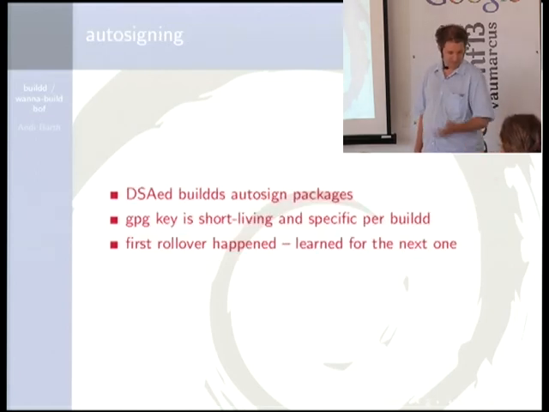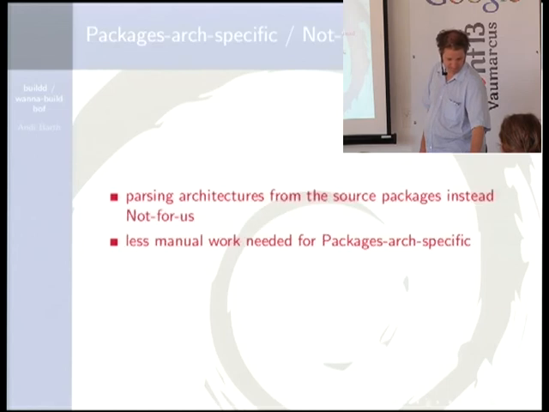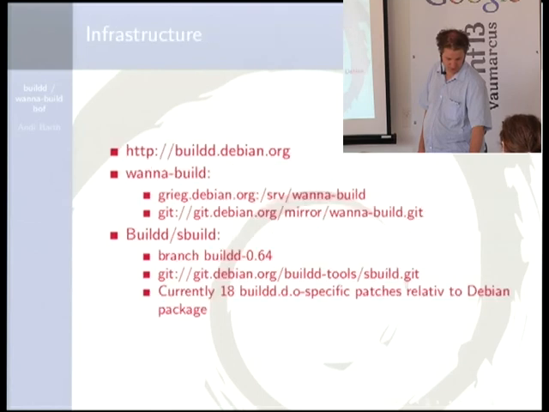We do auto-signing. I mean, that's just working now these days. We have Packages-arch-specific, basically saying we don't want to build a package on these architectures. These days we mostly parse the source package description, but we still have the manual list and we still use it. So a bit more about our infrastructure.